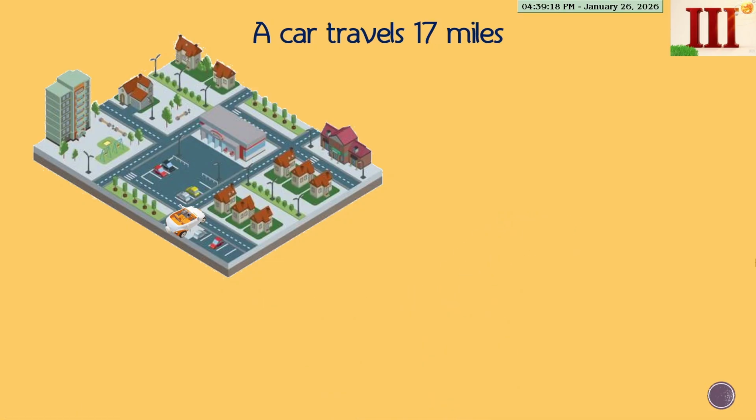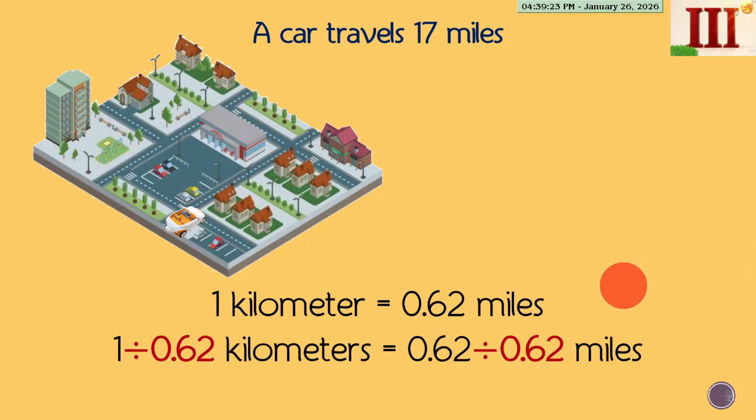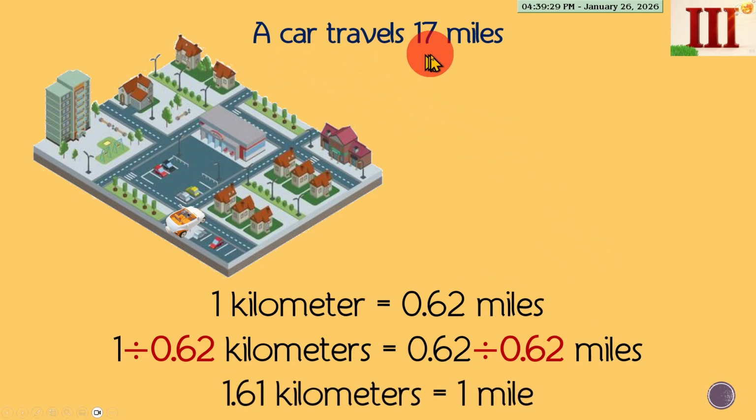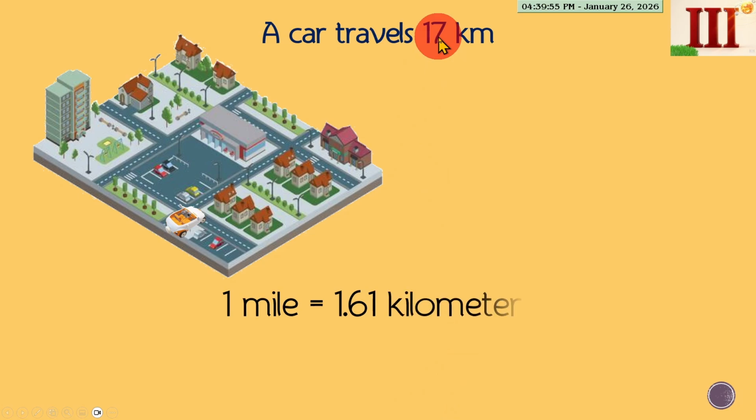In my previous video, I was confused because I had a number that did not make sense. What is happening is the car travels 17 miles, so I need to know what 1 mile is. I took the 0.62 and divided by 0.62 to give me 1 mile. If I'm dividing by 0.62 here, I'm dividing by 0.62 here. So that means 1 mile is equal to 1.61 kilometers. So therefore, when I got to the next slide, I needed to multiply by 17. That's exactly what I did.